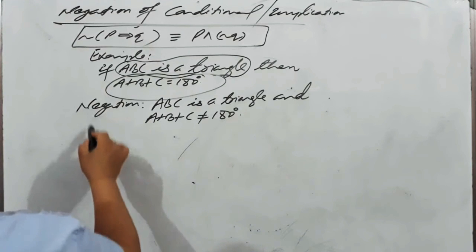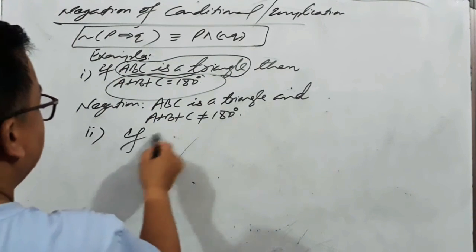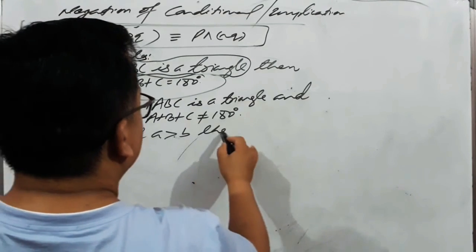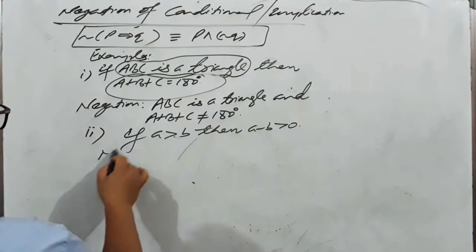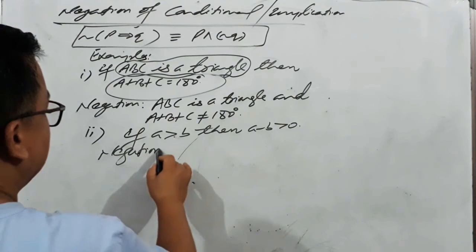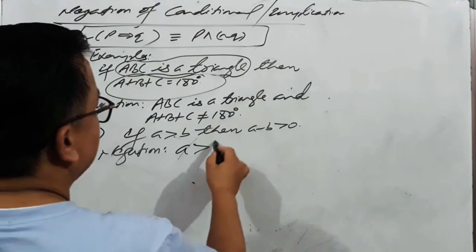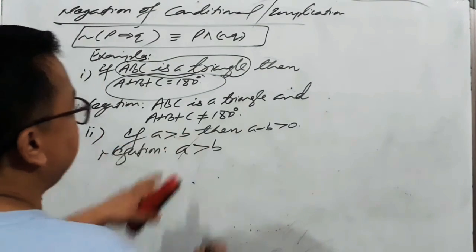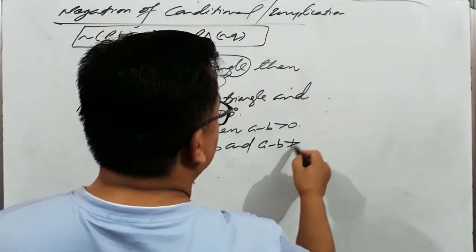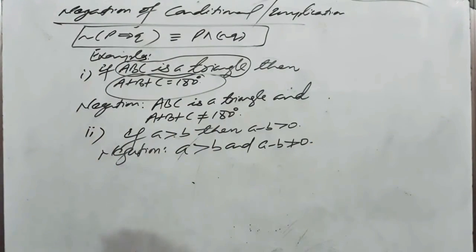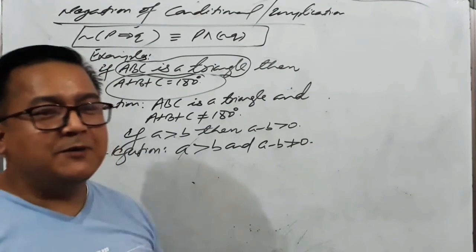Let me take one more example. If A is greater than B, then A minus B is greater than 0. So what will be the negation? Come on everybody. You will say: A is greater than B, same P, and then you make the negation of Q, A minus B is not greater than 0. Yes, absolutely. I have written it here on your behalf.